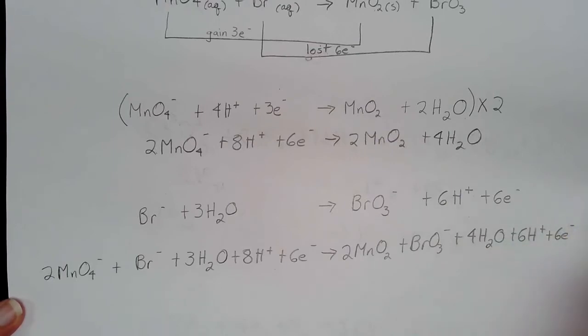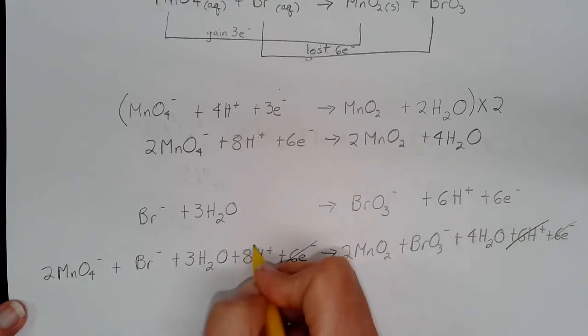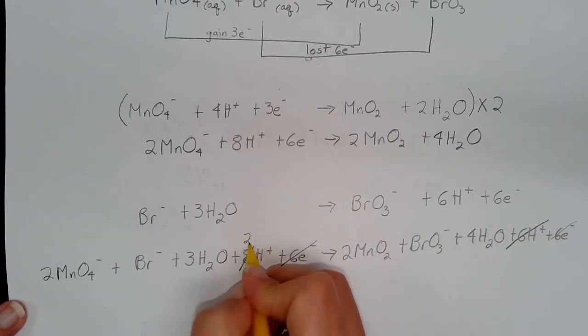And now we can cancel out things that show up on both sides. So we can cancel out the 6 electrons. We have 8 hydrogen ions on this side and 6 hydrogen ions on this side. So we can cancel out 6. That leaves me with still 2 hydrogen ions.